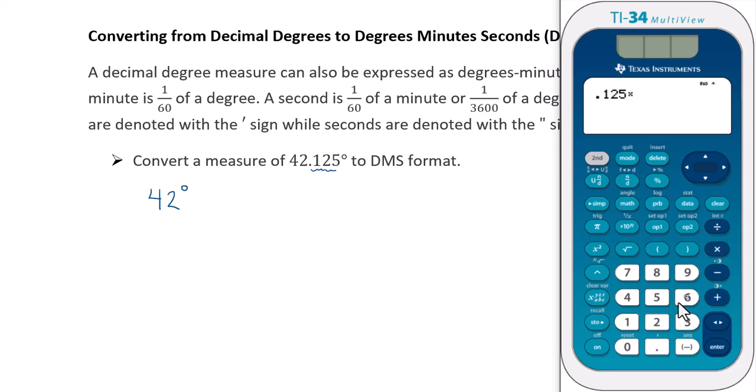0.125 times 60 to get us the number of minutes. Here we have 7 full minutes. So we'll write 7 minutes. And then if I subtract off that 7, I see that I have 0.5. That's 0.5 minutes. 0.5 minutes, we're going to multiply that by 60, since there are 60 seconds in a minute, and that gives me 30 seconds. So 42 degrees, 7 minutes, and 30 seconds.